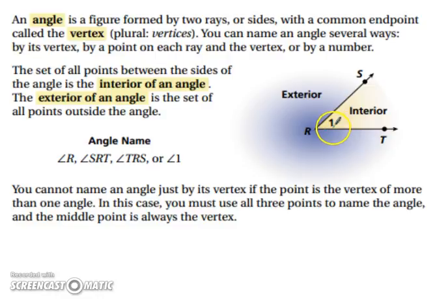We must be careful. You cannot name an angle just by its vertex if the point is the vertex of more than one angle. For example, say you have a diagram like this. You simply cannot label an angle by angle P. Which angle are you talking about? This little one, number 1? This number 2? Or are we talking about QPR? Whereas over here, if you said angle R, it's very clear. We're just talking about this one angle.